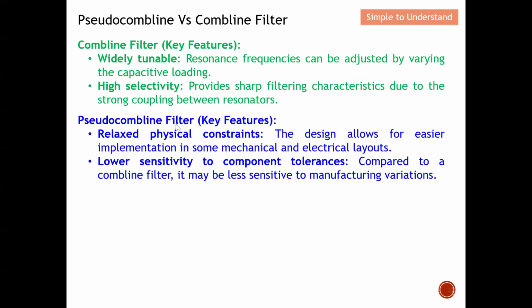As for the pseudo-combline filter, what are the key features? As I mentioned, you have some form of relaxed physical constraint. The design allows for easier implementation in some mechanical and electrical layouts. They have a lower sensitivity when we have some component tolerance. So this is the advantage of the pseudo-combline filter design. As compared, they will be less sensitive to manufacturing variation.